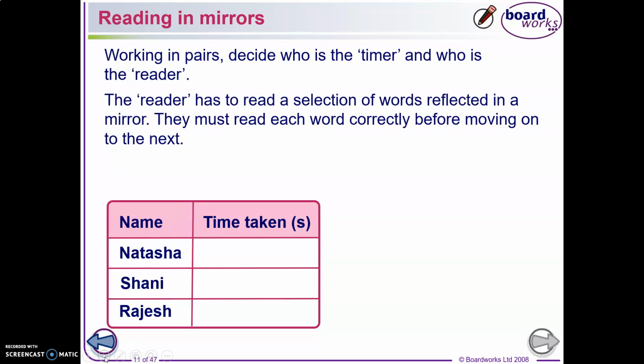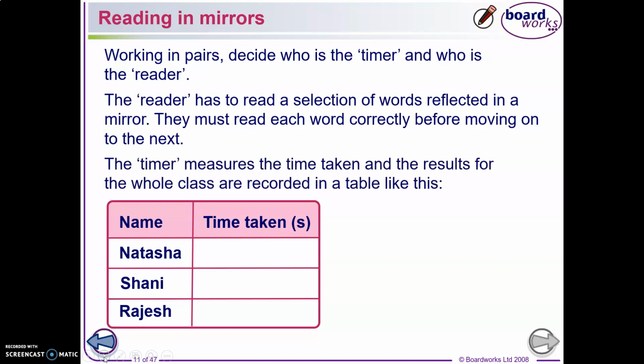The reader has to read a selection of words reflected in a mirror. It's a game, you can play it in twos, with your friend, your sister, your mom, even your dad. Just write a word and ask a reader to read it from the mirror. That should be fun. You can choose your own words. The timer measures the time taken. So you write the word, and take the time for the other person to read the word from the mirror.